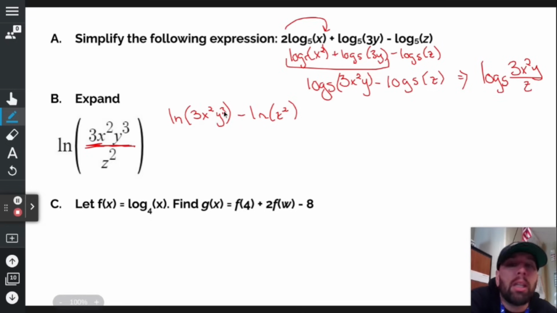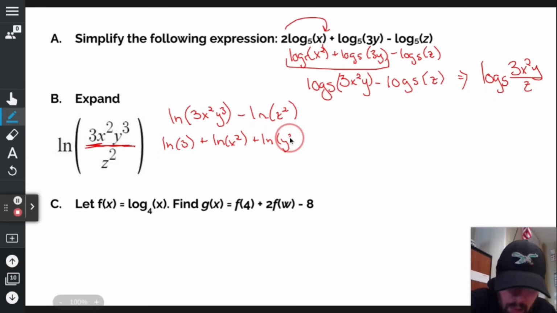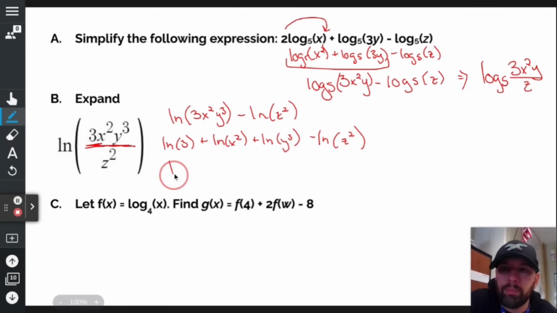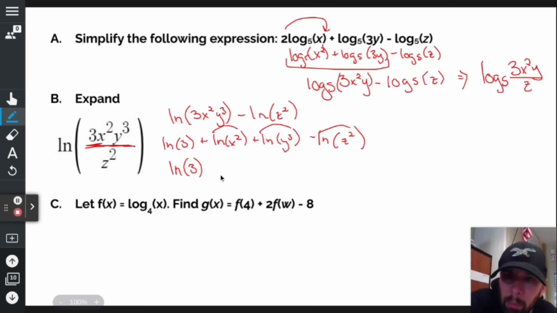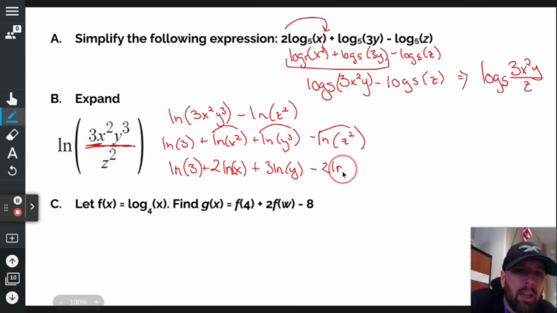Now I'm multiplying three things inside that parentheses, which means in order for me to get to that point, I must have added those three things to begin with. So you become ln of 3 plus ln of x squared plus ln of y cubed. Over here, I still have minus ln of z squared. These have exponents, so let's bring them out. ln of 3 plus 2 ln of x plus 3 ln of y minus 2 ln of z.